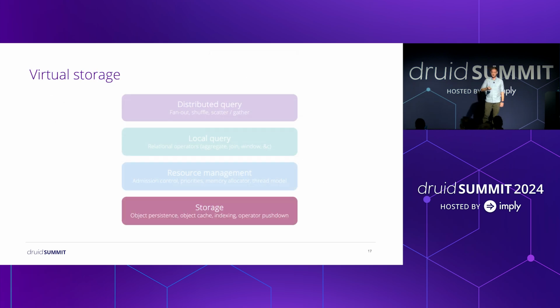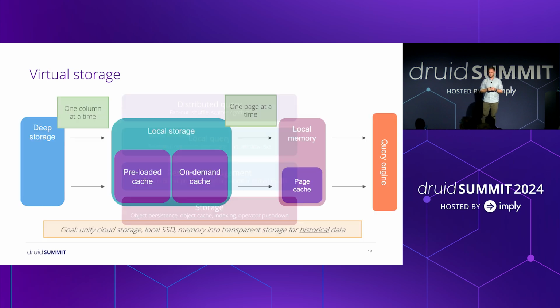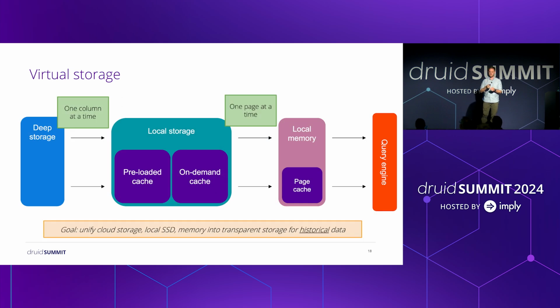The last thing I want to talk about, virtual storage. So virtual storage, you notice that Dart covered the top 3 boxes, and virtual storage is the last one, so they actually can work together to build a complete story. Virtual storage is a system we're building where the goal is to unify cloud storage, local disks, and memory into transparent storage for historical data. This is for the historical system. Real time uses a whole different storage engine. But for historical data, to unify things in this way.